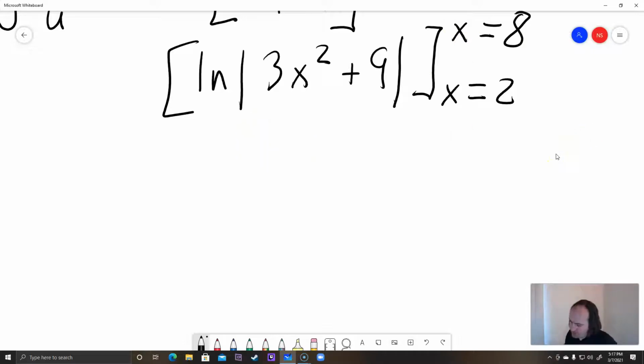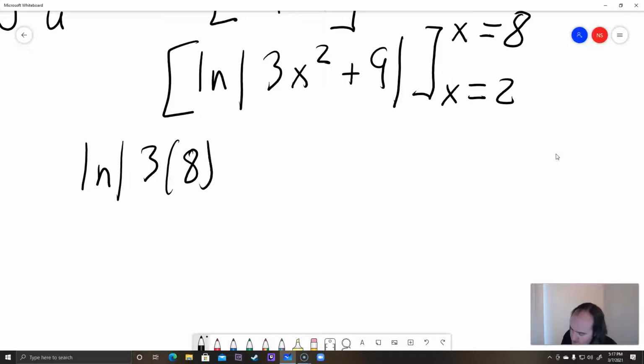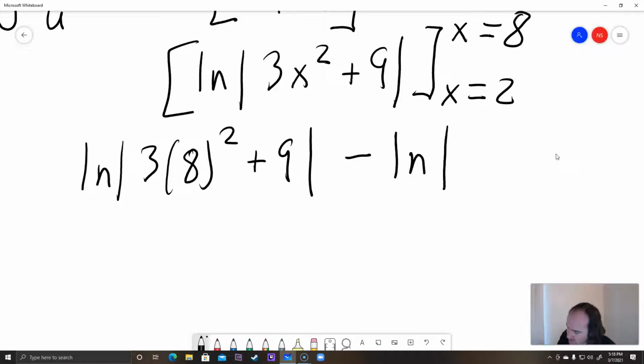at the bottom number. So we're going to have natural log of absolute value of 3 times 8 squared plus 9. That's plugging in 8 into the function. That's the top number. And now we subtract the function evaluated at 2. So it's going to be minus ln of absolute value of 3 times 2 squared plus 9.